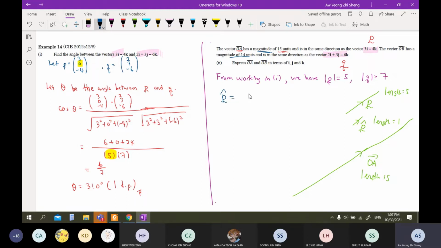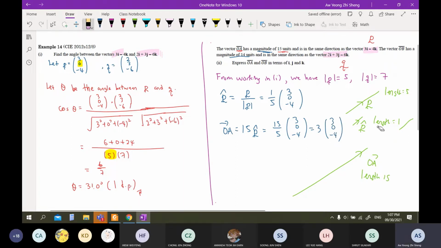P hat will be P divided by the length of P. Okay, that will be 1/5 of P, which is (3, 0, -4). And then OA is just 15 times P hat. That will give us 15 over 5 of (3, 0, -4), which is the same as 3 times (3, 0, -4).